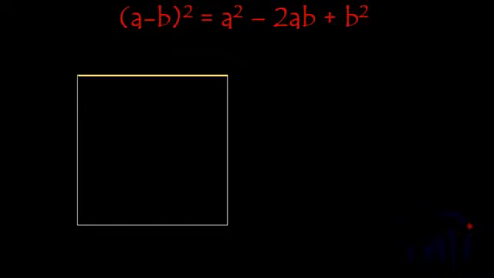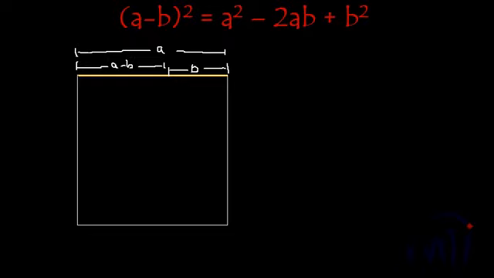So let me mark a point in this line somewhere here in such a way that this much is b. So if this much is b, this much will be a minus b, right? And let's not forget this whole length was equal to a, right? Yes. So what we have to find? We have to find (a minus b) square.